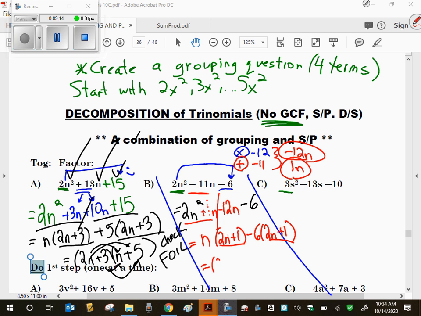2n plus 1 times the leftovers, whatever isn't 2n plus 1, which is n subtract 6. If we FOIL that, we get 2n squared. Yup. -12 plus 1n is -11. Subtract 6. Yeehaw.